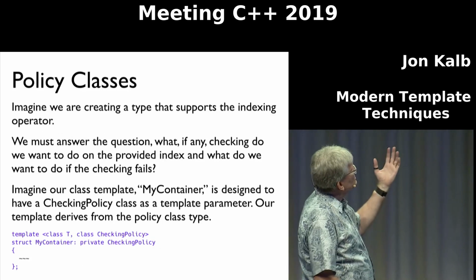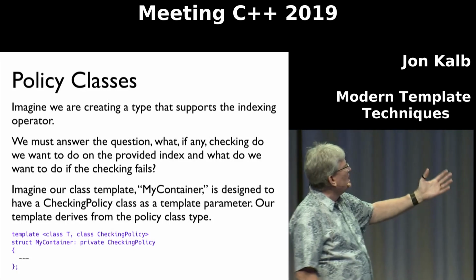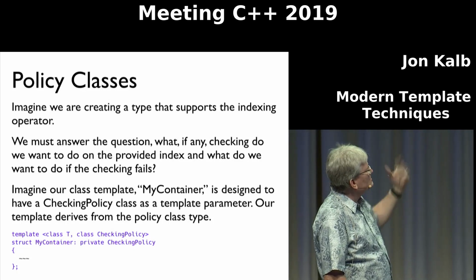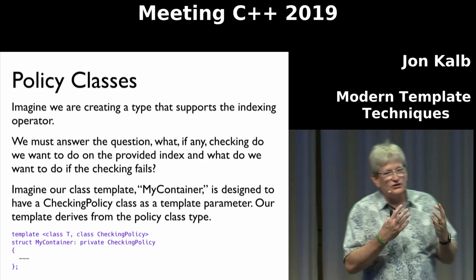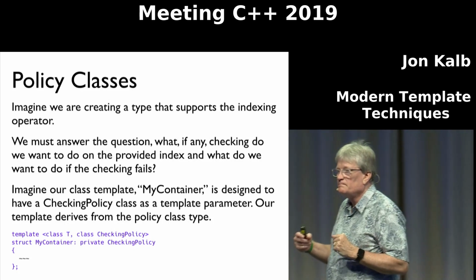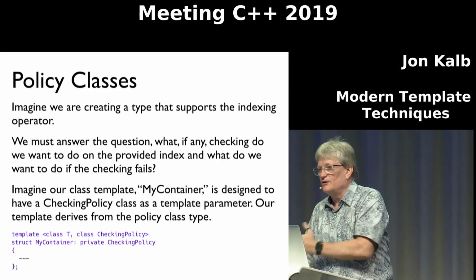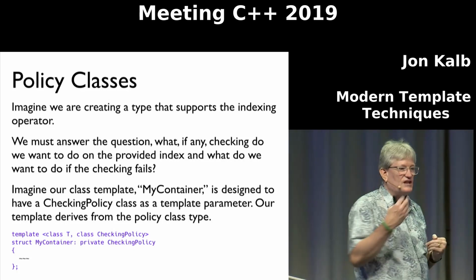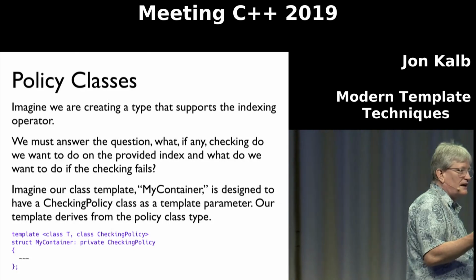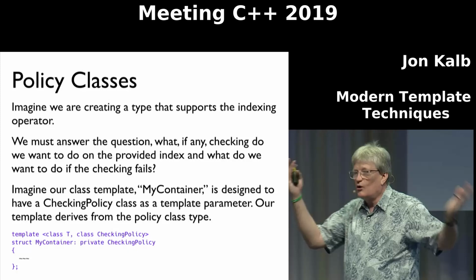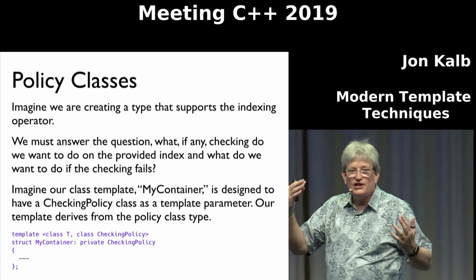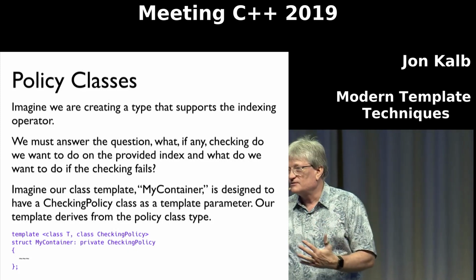So in this case, let's say I'm creating a container, and my container has the indexing operator. And I have to decide, when the user wants to index into the container, what kind of checking do we do? Right? This is an opportunity to bounds check. And as the implementer of my container, I can do it in a whole bunch of different ways, and different users might have different ideas about what's the best way to do it.